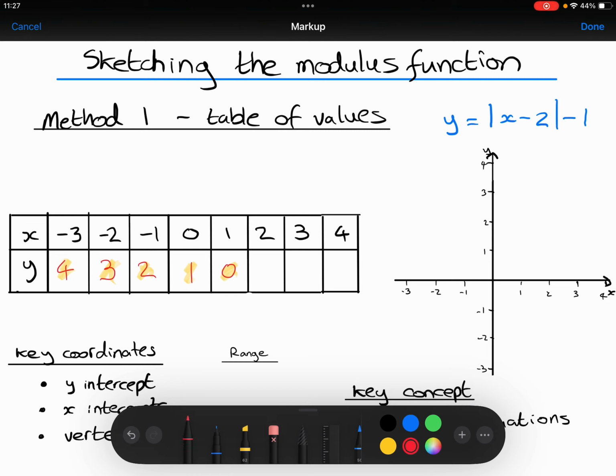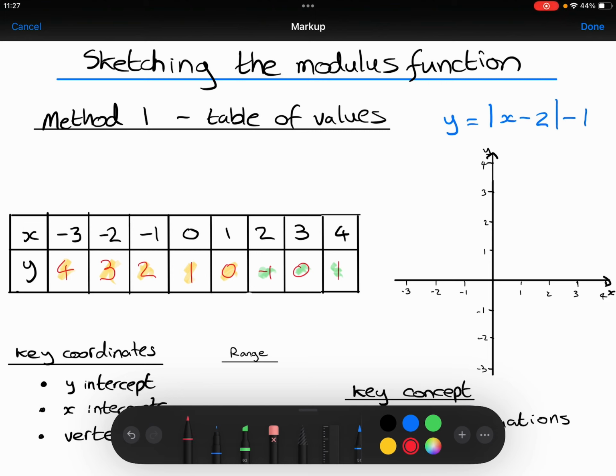Continuing, when x is 2, we have 2 minus 2, which is 0. The modulus of 0 is 0. Minus 1 is -1. Next, 3 minus 2 is 1. The modulus of 1 will still be 1. Take away the 1 is 0. And then we have 4 minus 2 is 2. The modulus of 2 is 2. Take away 1 is 1. So notice for these values here, the modulus didn't do anything in those cases.